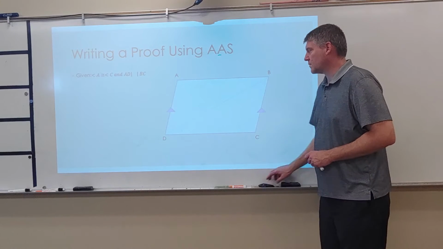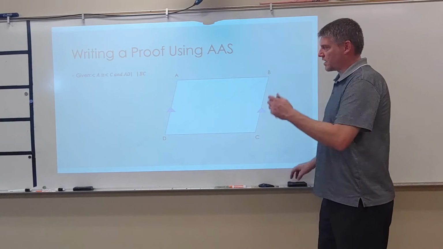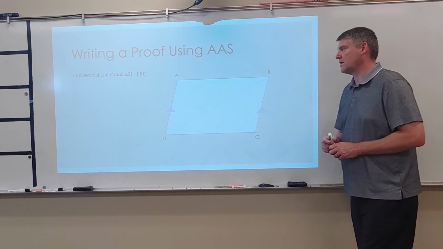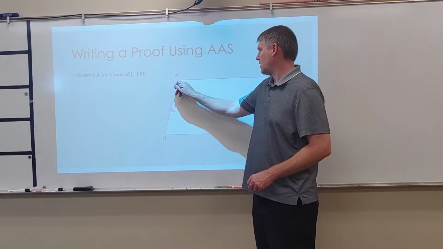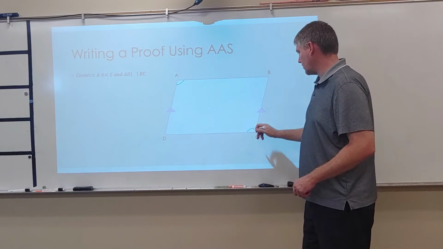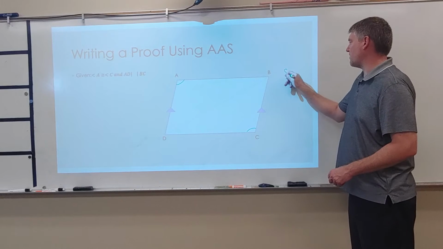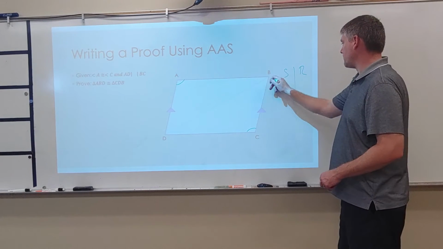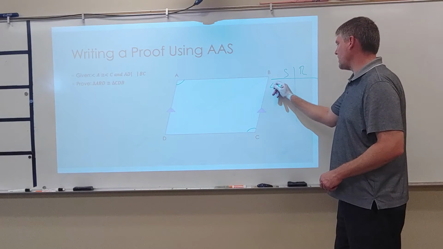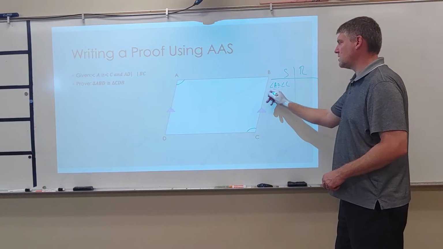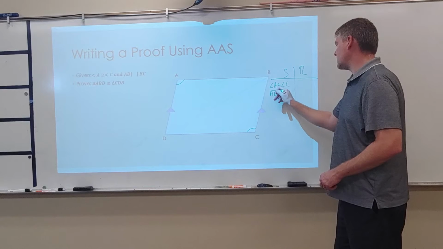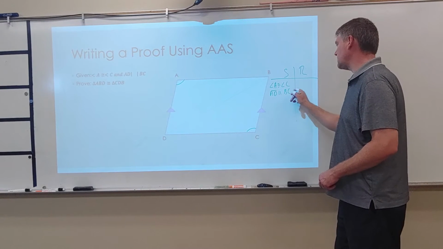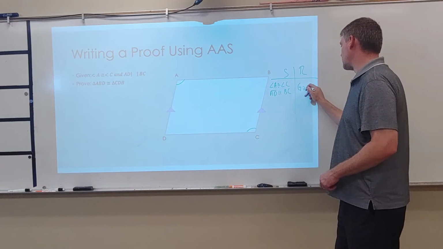Okay? So here's our given. So angle A is congruent to angle C. So I know this angle here is congruent. So for my two-column proof, I would have statement, reason. Okay? So the first thing, angle A is congruent to angle C. AD is parallel to BC, given.